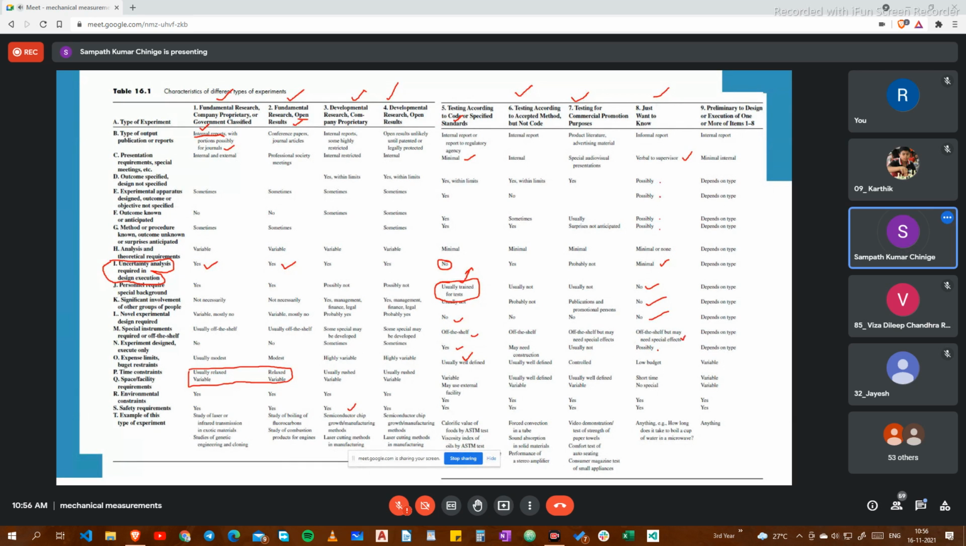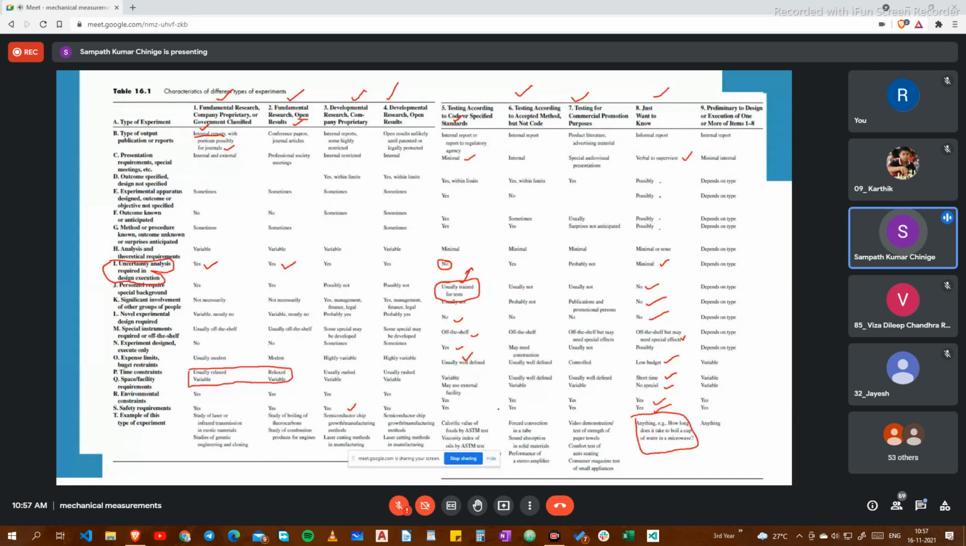For expense limits, we have a low budget for carrying it out because it's just out of curiosity. Very short time will be given. No special time, space and so on are required. Environmental constraints have to be taken into account. And as I told you, an experiment such as how long does it take to boil a cup of water in a microwave, this kind of thing we can share.